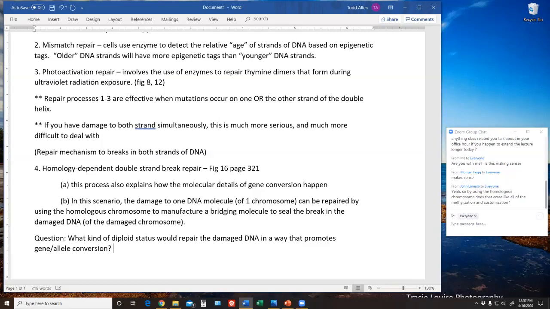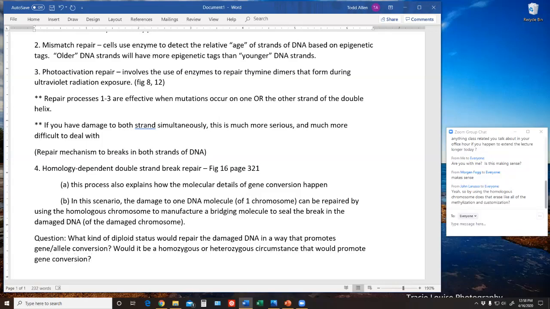Okay, I'm hearing a lot of silence, so I'm assuming maybe I need to ask that a different way. So let me ask it maybe more plainly. Would it be a homozygous or a heterozygous circumstance that would promote gene conversion? Please type the answer into the chat window if you know. Heterozygous. Okay, thank you very much, Hayden.